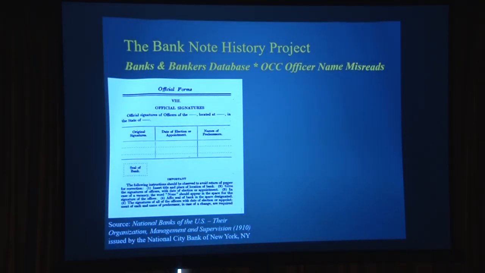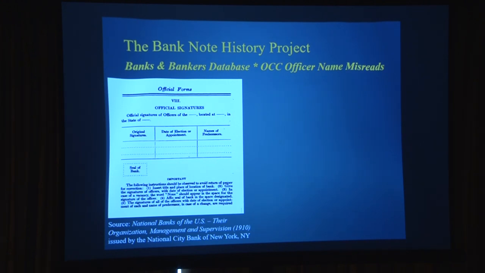Now, as far as how this can happen, there's a neat source. National City Bank of New York in 1904, and then with a revised edition in 1910, issued a guide called National Banks of the U.S., Their Organization, Management, Supervision. They issued this guide for prospective organizers of national banks to help them get started. Obviously, they were doing this hoping that the bank would make National City Bank their sponsorship bank in New York. So that's why they were doing this.